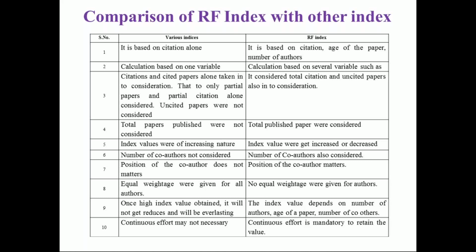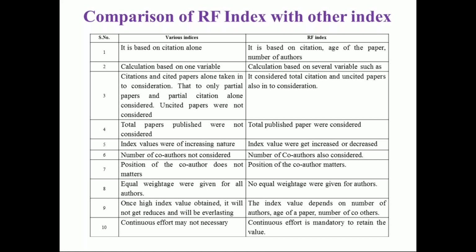Number of co-authors is not considered in other indexes, but it can be considered in the RF index. Position of the co-author does not matter in other indexes, but it matters in the RF index. Suppose a pioneer is the first author, his paper will get cited more. If the pioneer is the fourth or fifth author, it may not have that much weightage. In the case of various metrics, equal weightage is given to all authors, whereas in the RF index, no equal weightage is given. That means author position is taken into account. First author, second author. If I have published as a fifth author, I am given the lowest weightage. One is the highest and the other is the lowest.